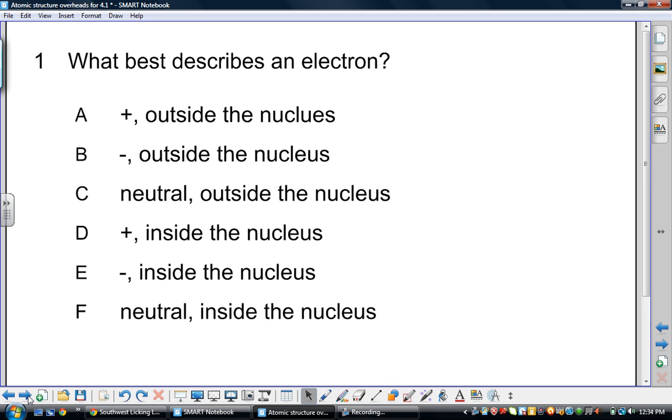If students want to test themselves on this, you should just pause this video right now, and then I'll give the answer in just a second. What best describes an electron? Electrons are negative. They're outside the nucleus, so the answer would be B. What best describes a proton? Protons are positive. They are inside the nucleus, so the answer would be D.